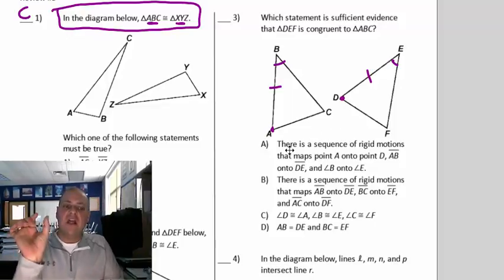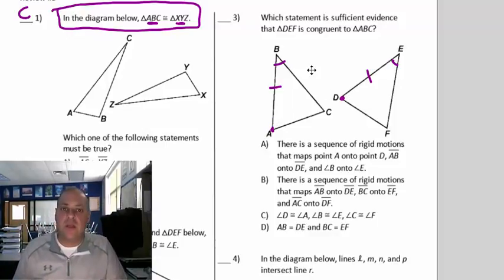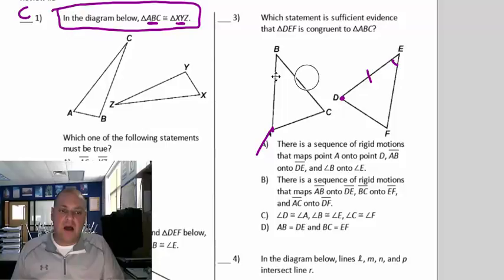They just said point A is mapped onto point D. If they would have said the angles were congruent, then we could say that. So that's not it. That's not enough information. How about there is a sequence of rigid motions that maps AB onto DE. AB onto DE.